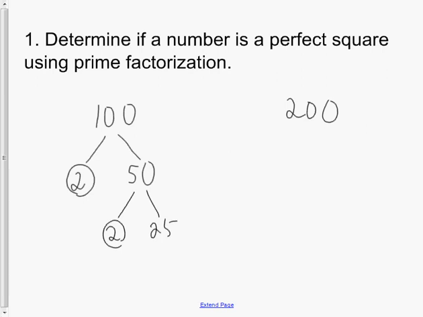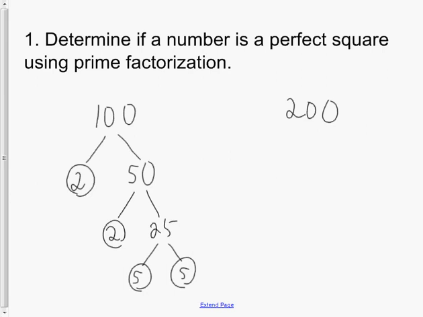So 2 times 50 is one way to say 100, or 2 times 25 is another way to say 100. And if I break down 25, I can make it into the prime number 5 multiplied by the prime number 5. And therefore, 2 times 2 times 5 times 5 is one way to say the number 100.